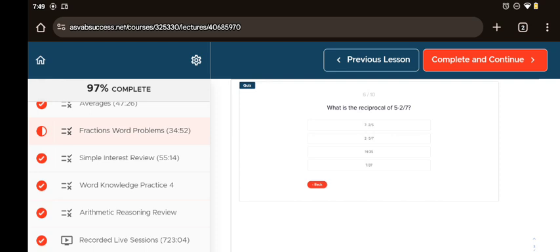Okay, this next question says, what is a reciprocal of 5 and 2/7? So this is just like one of the questions we did earlier. If you want to pause here and give it a try, you're more than welcome to. And if you're ready, let's go ahead and review it together.